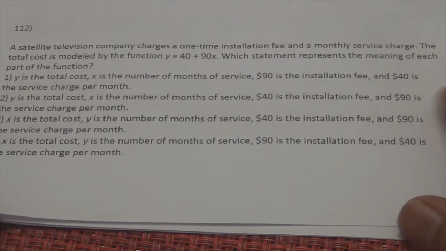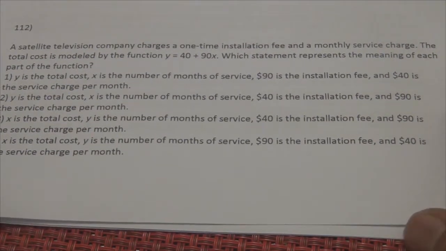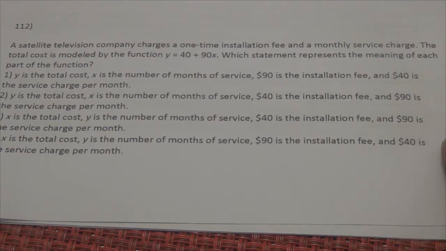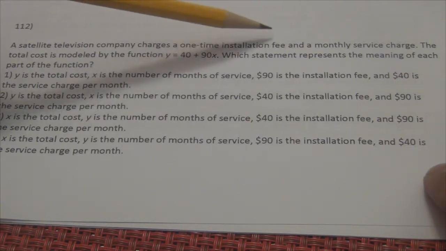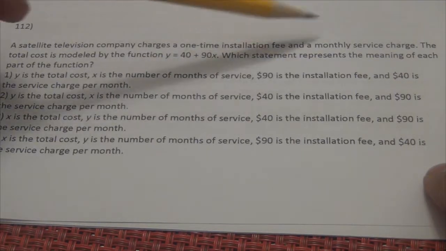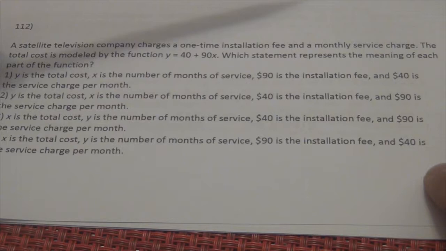Let's see what it says. A satellite television company charges a one-time installation fee. You see, a one-time installation fee is always a fixed number, and a monthly service charge, that's where you have the variable, because it changes every month. So the total cost is modeled by the function y equals 40 plus 90x. So the monthly service charge is going to be 90 per month, and this is a one-time installation fee. You should understand that.